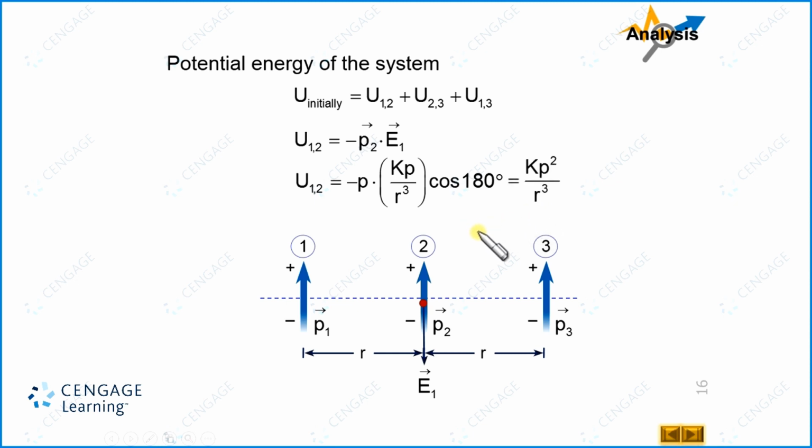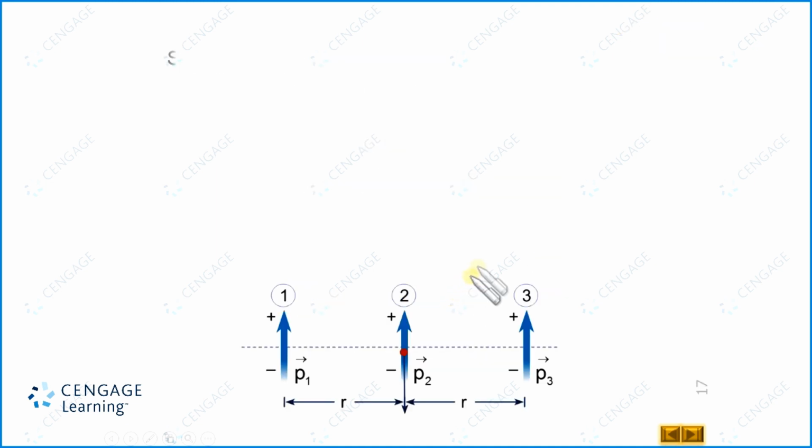This is U12. Similarly, we can write U23, because we can observe the configuration is similar. That means the potential energy U12 should be equal to U23. So this is the potential energy for the 2-3 configuration. Now for 1-3 we have an identical process. The only difference is the separation: instead of R we have 2R.